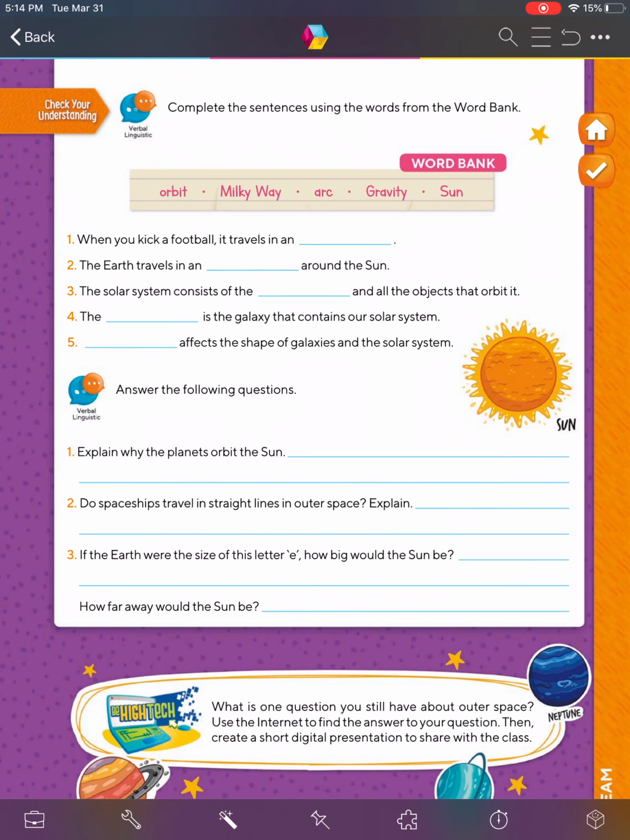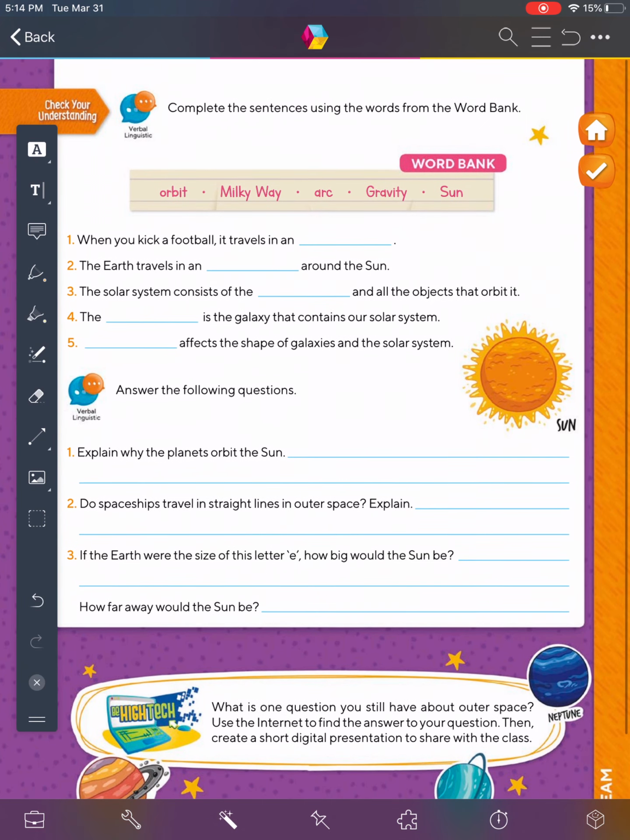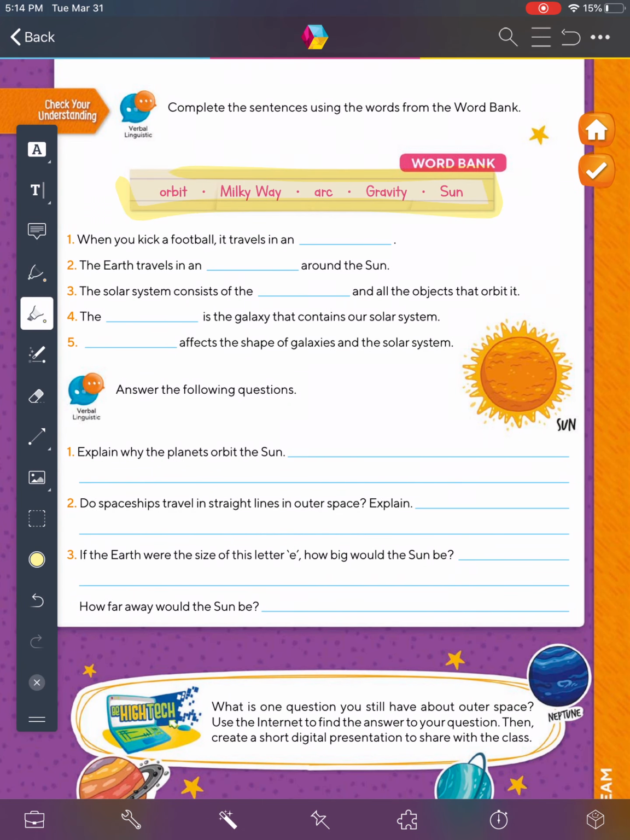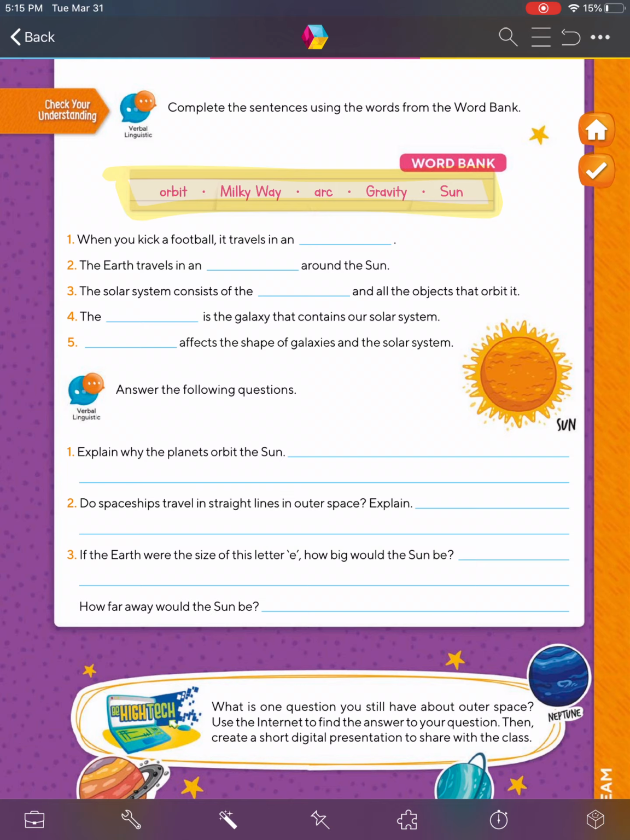We have some sentences to complete using the words from the word bank over here, okay? So we have the words orbit, Milky Way, arc, gravity, and sun. And you have, when you kick a football, it travels in N, and then you have to answer in an arc, in an orbit, in a Milky Way. I don't think so. So number 2, the Earth travels in N around the Sun.